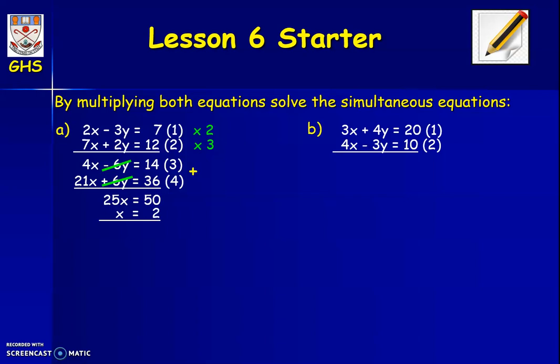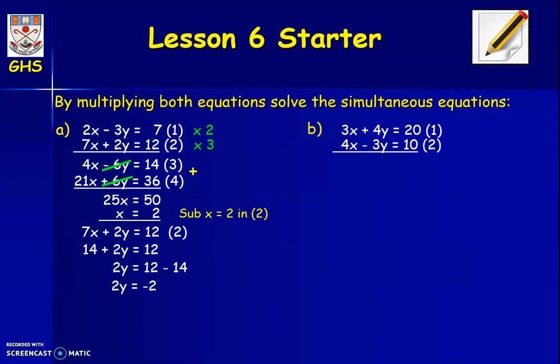Now we need to find the value of the y term. So we sub x equals 2 into one of the original equations. I'm choosing equation 2. So equation 2 becomes 14 plus 2y equals 12. Take the 14 over and 2y equals negative 2. Therefore y equals negative 1 when we divide. So our solution here, our point of intersection, if we were drawing it on a graph, would be the coordinate point 2, negative 1.